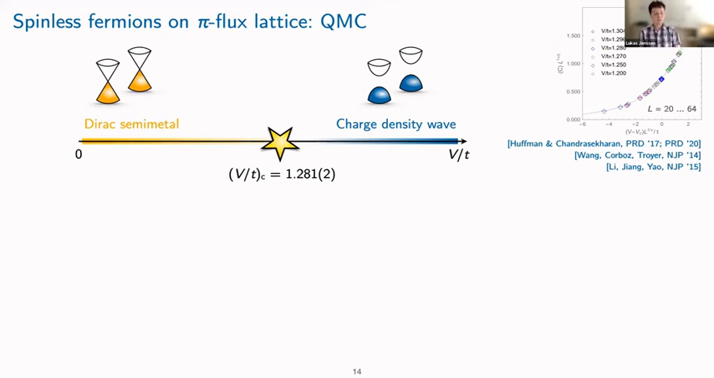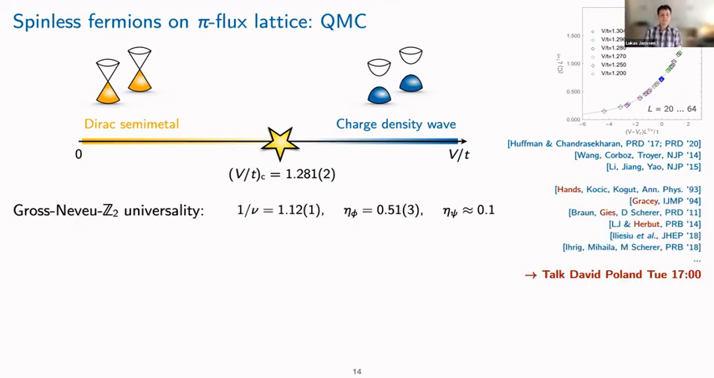For instance, those published by Emilie and Shailesh, who simulated basically precisely this model on lattices with up to 64 by 64 sites. So in this case, there is a direct transition as found between a disordered Dirac semimetallic phase at weak interaction and a long-range ordered phase at large interaction, for large repulsion. And this long-range ordered phase can be understood as a charge density wave. This transition is in the Gross-Neveu Z2 universality class. It's an Ising order parameter. And the critical exponents are by now fairly well known, thanks to also work of this community, including, in fact, all the four organizers of this workshop.